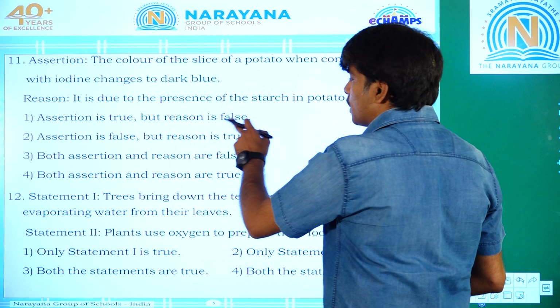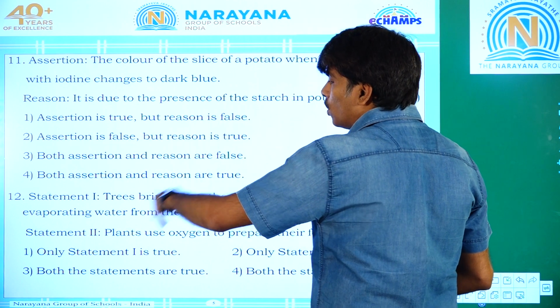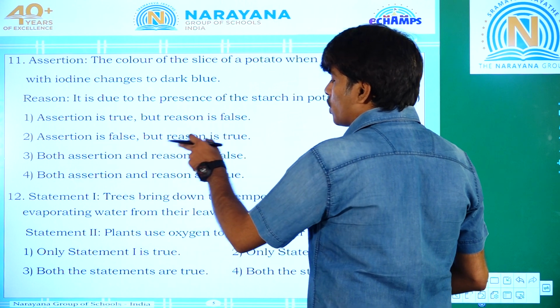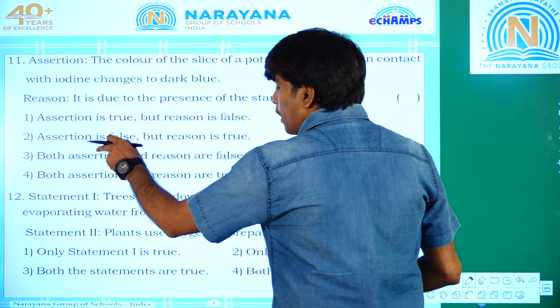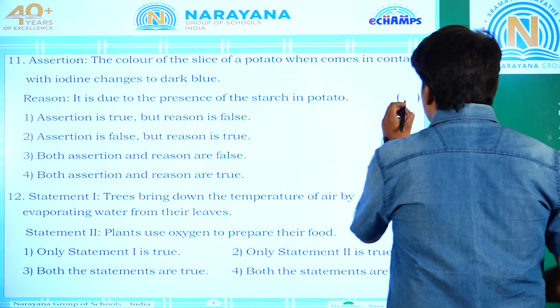The options are: first, assertion is true but reason is false, option 1. Second, assertion is false but reason is true. Third, both assertion and reason are false. Fourth, both assertion and reason are true. Which is correct? Option 4 is correct.